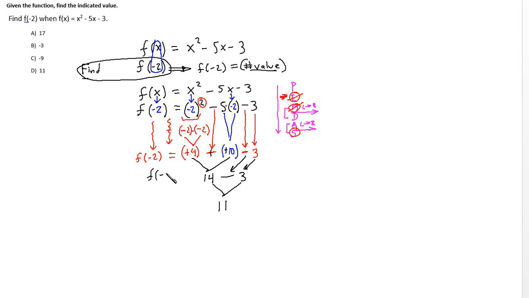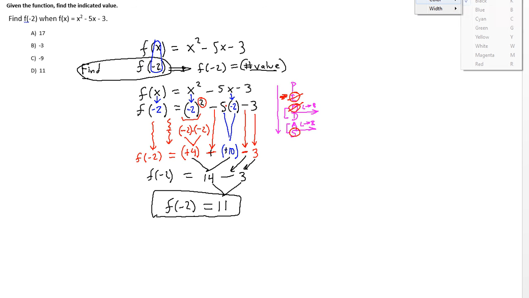Notice we still have f of negative 2 equals. Well, have we found f of negative 2? Yes, because f of negative 2 is another way of saying the equal sign: f of negative 2 is 11. We come up here to our answer choices and we see that 11 is listed, and we're going to go ahead and choose D. D is the proper response to this problem. F of negative 2 is 11.